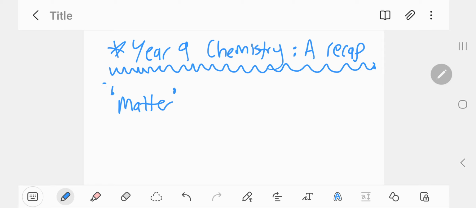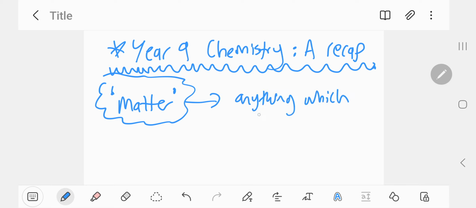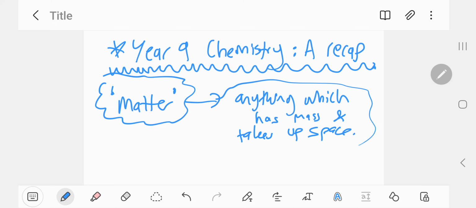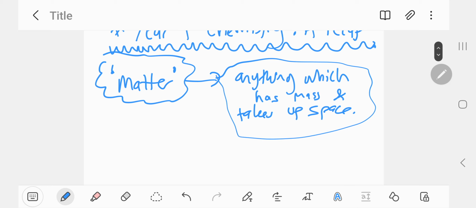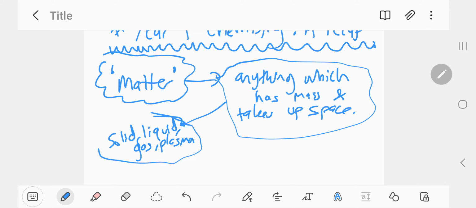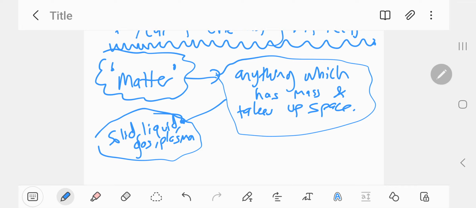probably heard about matter. So matter is basically stuff. It's anything which has mass and takes up space, or occupies a volume. Okay, it could be anything. It's lumps of stuff, whether it be a solid, liquid, or gas, or even plasma. Right, that's a form of matter. There are different forms of matter: solid, liquid, gas, plasma. And plasma is just a state sort of between liquid and gas.